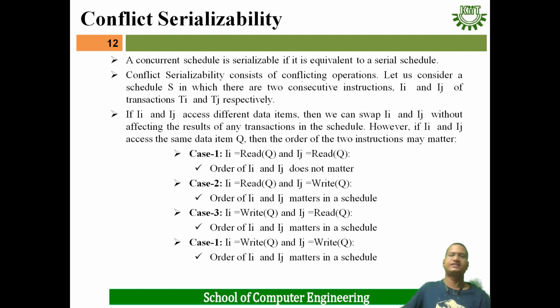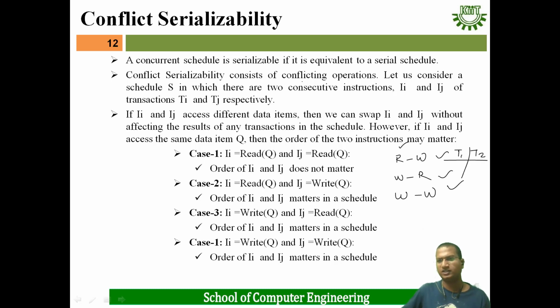Now we'll see what is conflict serializability. A concurrent schedule is serializable if it is equivalent to a serial schedule. Conflict serializability means we will see which instructions are creating conflict in this case. Generally, read-write, write-read, and write-write. If such instructions are present in two different transactions T1 and T2, read in one transaction, write in another, and both executing on the same data item, then we can say that this read-write is creating conflict.